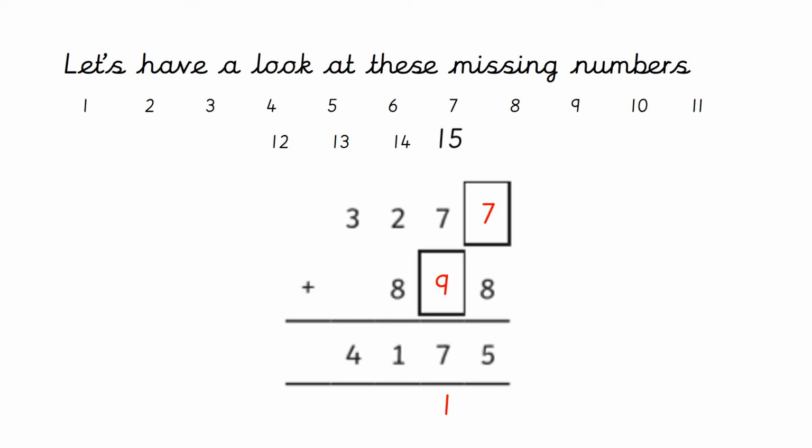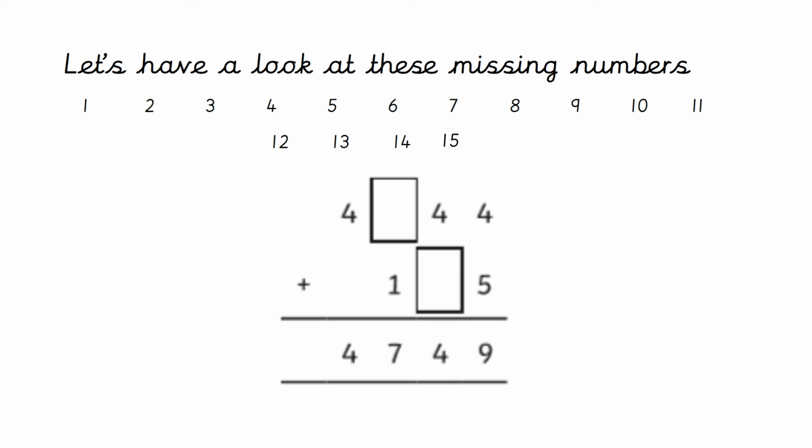Okay, so you've got your 9 there. You would carry your 1 for your 17 to your hundreds column. So you've got 8 add 2 is 10, add 1 is 11. So you put your 1 in, and then you'd carry your extra 1. And then you've got 3 add 1 is 4. Well done.